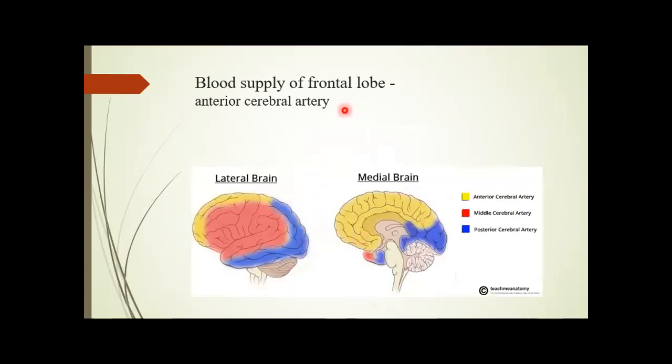Blood supply of the frontal lobe. The frontal lobe is supplied by the anterior cerebral artery. The middle cerebral artery supplies the parietal and the temporal lobe, and the posterior cerebral artery supplies the occipital lobe.